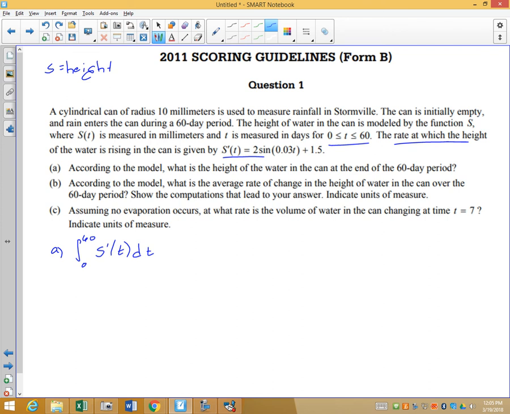Now, did you think about the initial amount? Because you should have. Technically, the height at 60 is going to be what I started with plus the change from 0 to 60, but the can was initially empty right there. And so S of 0 is 0, meaning we don't really need it. Does anybody have an answer? Has anybody punched it in?